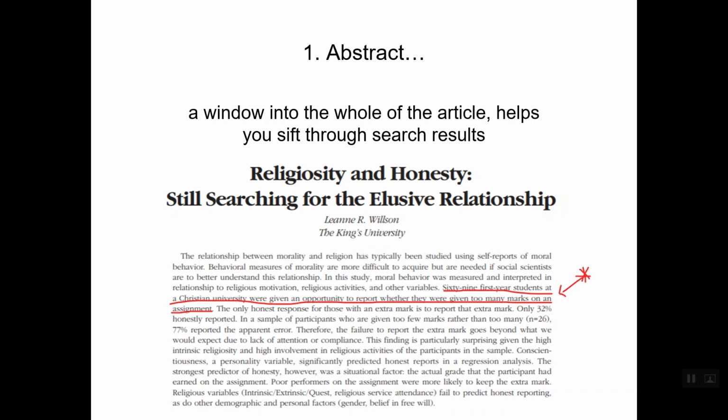1. The abstract. It provides a window into the whole of the article and helps you sift through your search results. In this example, you can read things like: 69 first-year students at a Christian university were given an opportunity to report whether they were given too many marks on an assignment. It gets to the crux of the article in just a few words, and it can help you make decisions of whether or not you want to continue in this particular article or move on to others.